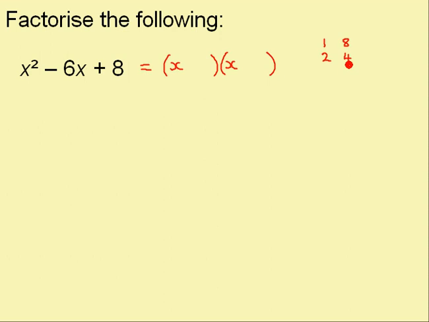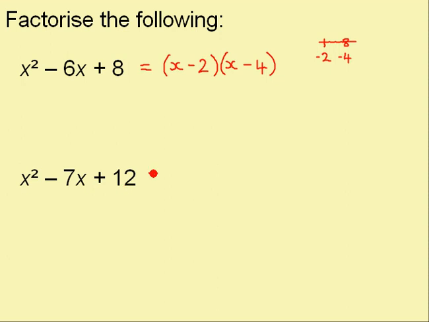Now I want to find the pair that will give me minus 6. This pair definitely won't. If I add this pair together, I'll get plus 6, but I want minus 6. The only way I can make minus 6 using them is to make this a minus and this a minus as well. Now, does this still give me the plus 8 that I'm looking for? Well, yes, it does, because minus 2 times minus 4 is plus 8. So I've now got my pair of numbers. In the first bracket, I've got a minus 2, and in the second bracket, I've got a minus 4.